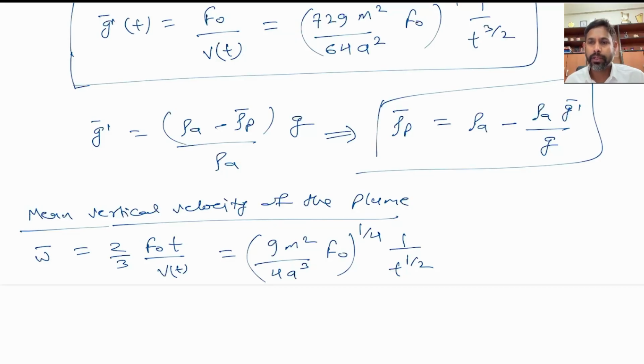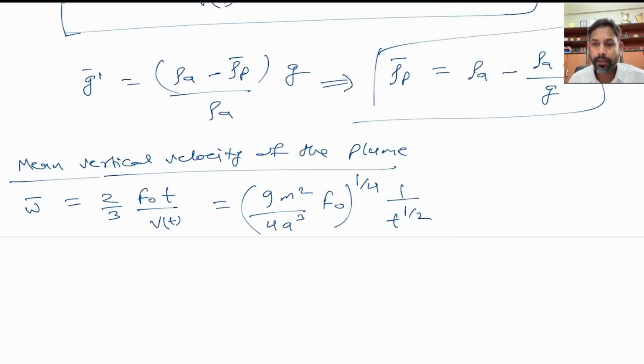And why do we keep calling it mean velocity? Because we know that at the center of the plume, velocity might be different than at other points. So at each point it might have a different velocity, but we are more concerned about the mean velocity. We don't want to consider the behavior at each point. Rather, we consider all points together. So that gives us the vertical velocity.